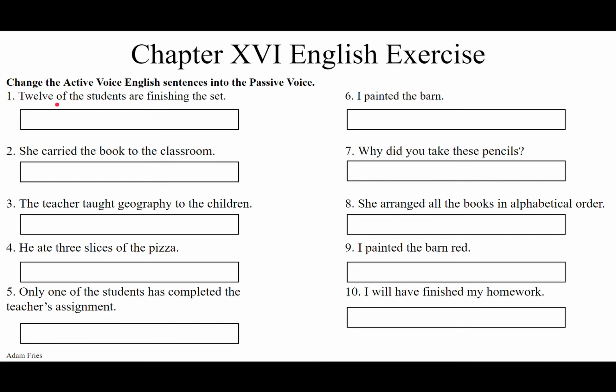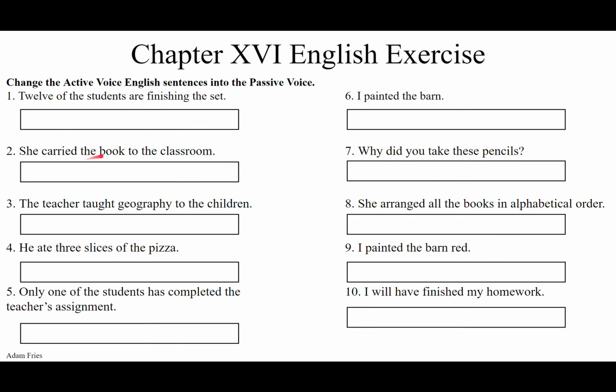Really what we want to do here is take the subject of this active voice, are finishing, and the direct object, the set, becomes the subject. And what was once the nominative subject becomes the ablative of personal agent, if it's a person. So the set is being finished by 12 of the students. By 12 of the students. 12 of the students are finishing the set. The set is being finished by 12 of the students.